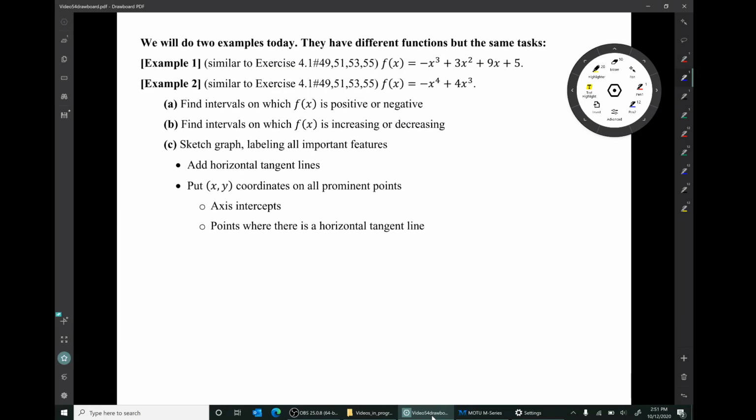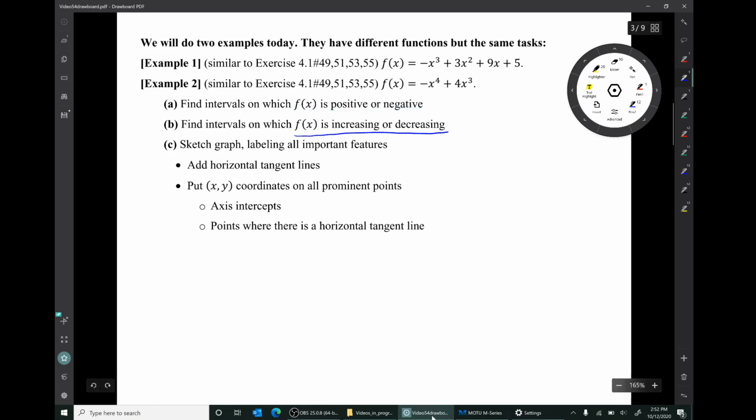So we'll just do 2 examples today. They have different functions, but they have the same tasks. In example 1, we're considering this 3rd degree polynomial. In example 2, we're considering this 4th degree polynomial. And in both of the examples, we'll do questions A, B, and C. In question A, we'll find the intervals on which f of x is positive or negative. And in question B, we'll find the intervals on which f of x is increasing or decreasing. And then question C, we'll sketch a graph labeling all the important features that we've learned in parts A and B.